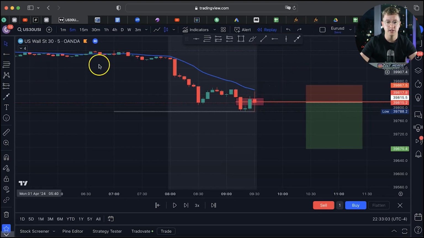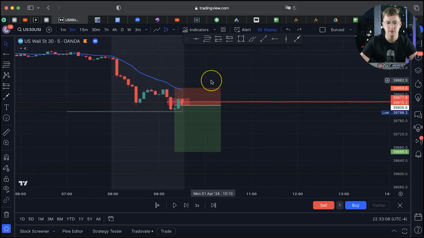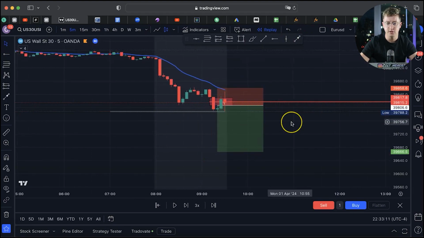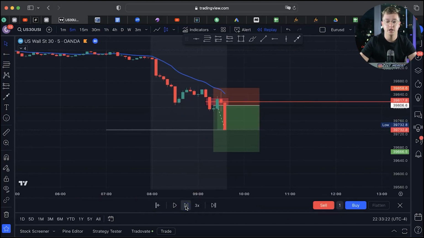So right there, we see our very valid fair value gap. Let me go back to, we'll leave it on the cross or the dot. So this is still a valid fair value gap. And the thing that I love about these fair value gaps is you want to see a very quick reaction away from them. Now let's play back. There's our very quick reaction.